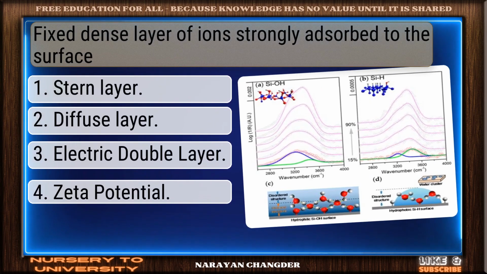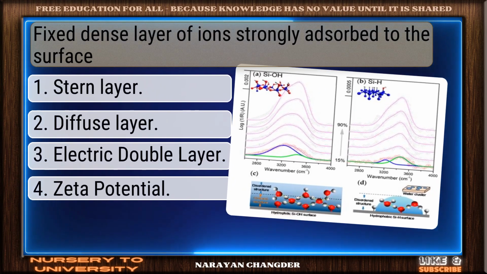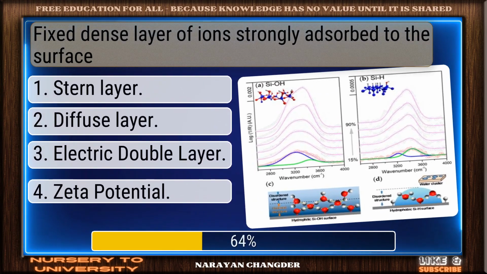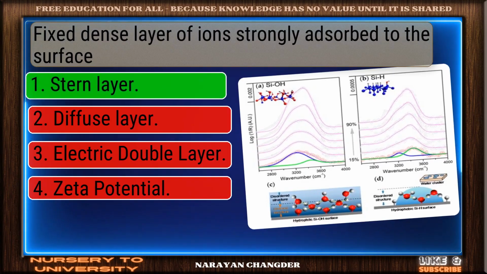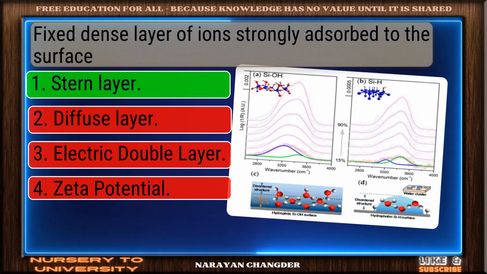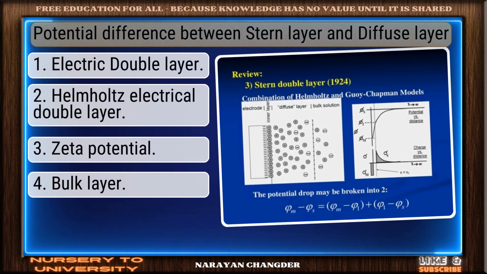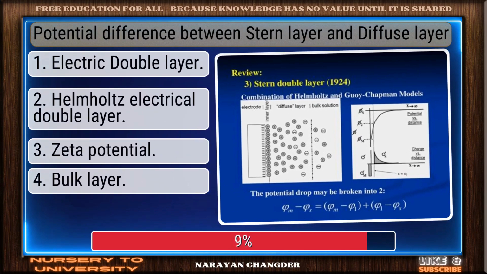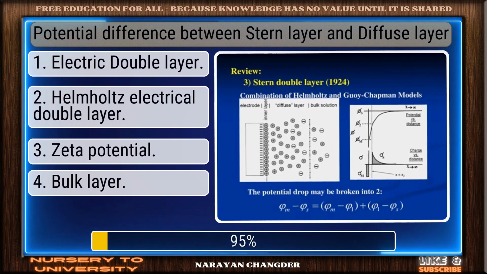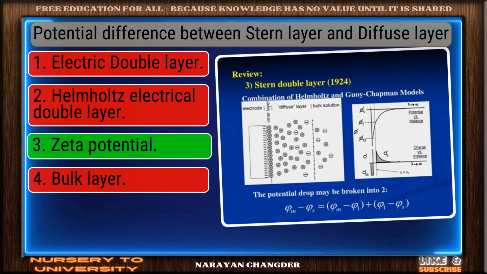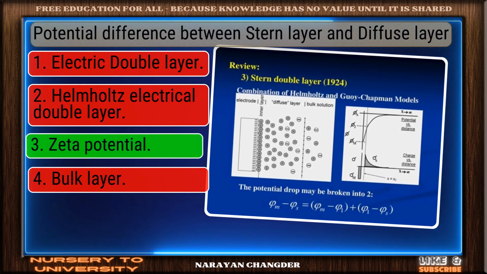Fixed dense layer of ions strongly adsorbed to the surface. You're right. Stern layer is the correct answer. Potential difference between stern layer and diffuse layer. Strong choice. Zeta potential is the right answer.